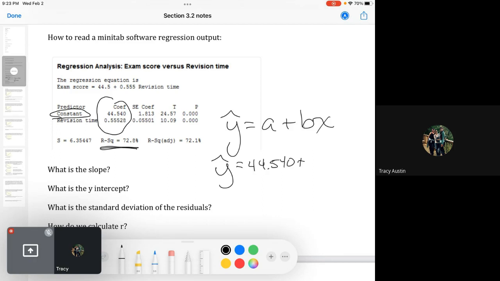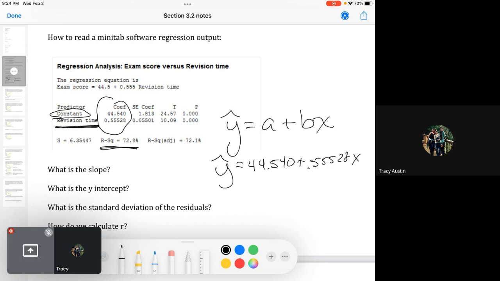44.540, plus my slope is going to be the one right up underneath of that. Okay, so it's going to be 0.55528x. Okay, and if we were going to write this in words, it says exam score versus revision time. Okay, so we'd be told basically which one is X, which one is Y. We can also take a look. It says that the constant, notice the constant doesn't have a name. The slope part of it does. That basically lets you know that your X is your revision time.